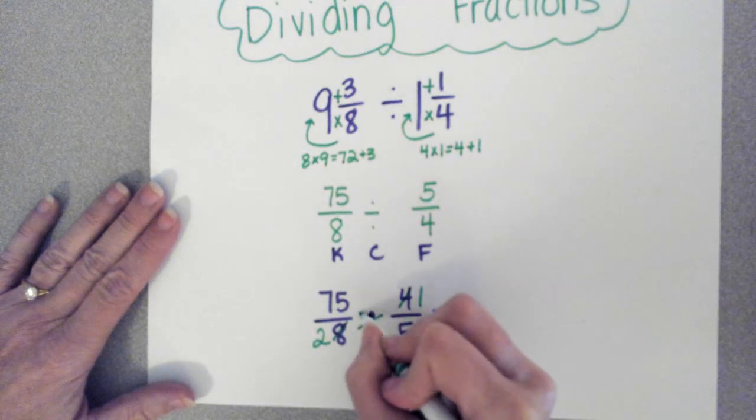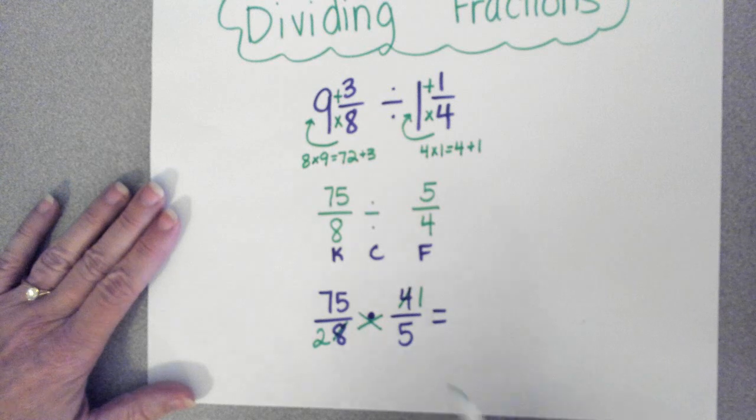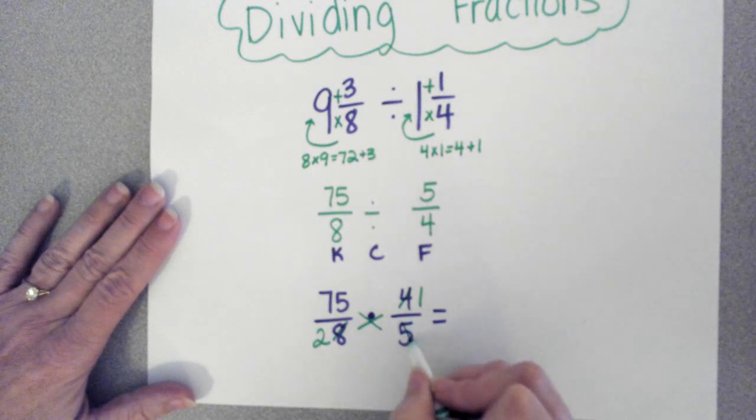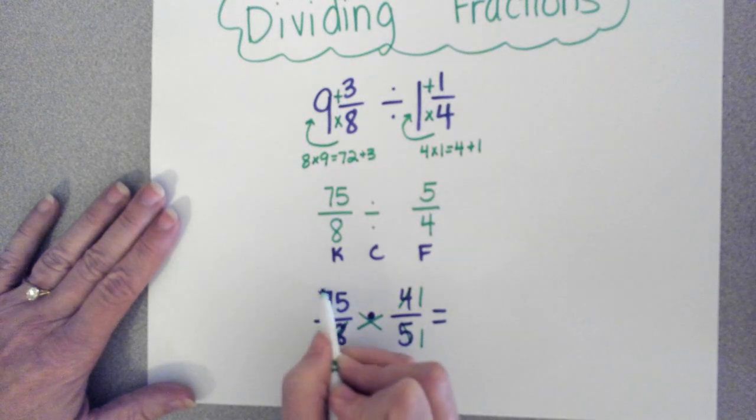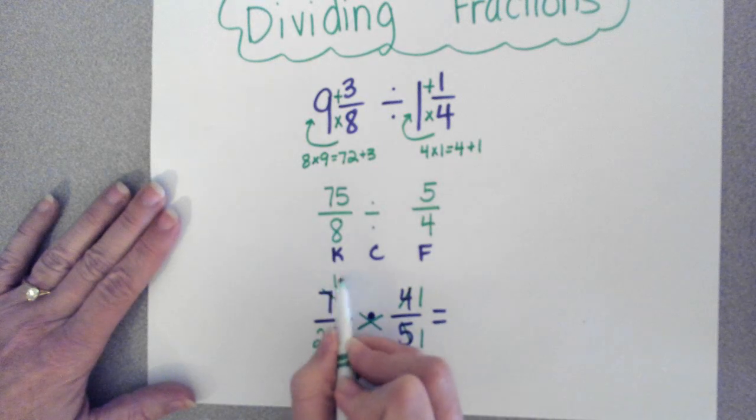And I'm going to look again at the numbers that are across. I see 75 and 5. I see that they both end with 5, so I know that they are multiples of 5. So 5 divided by 5 is 1. 75 divided by 5 is 15.